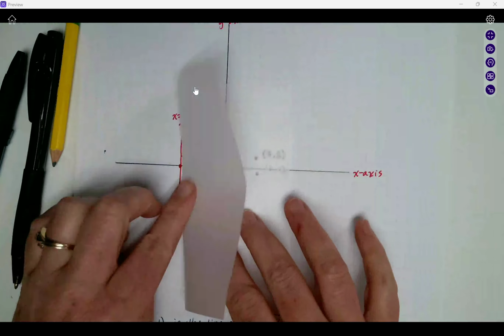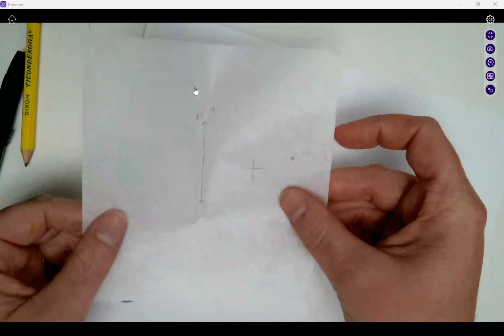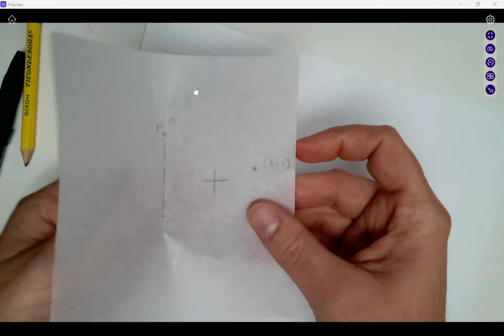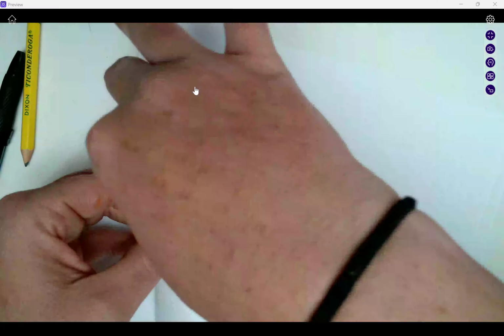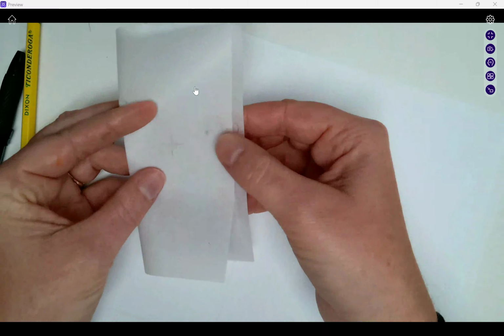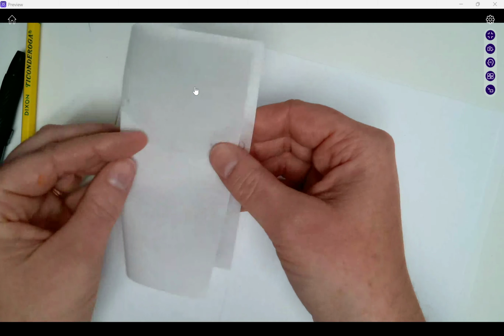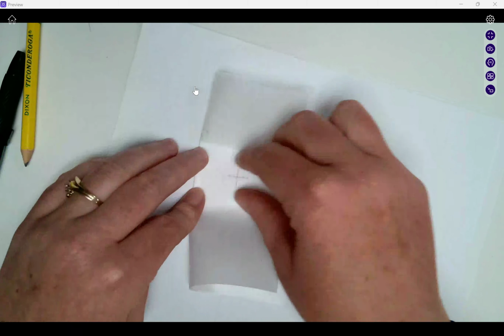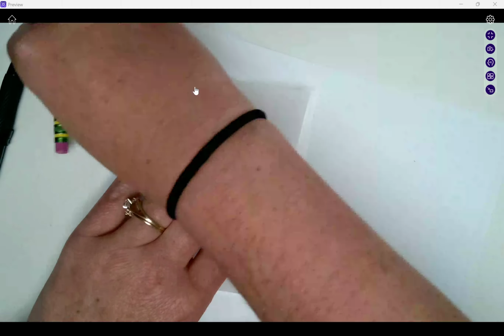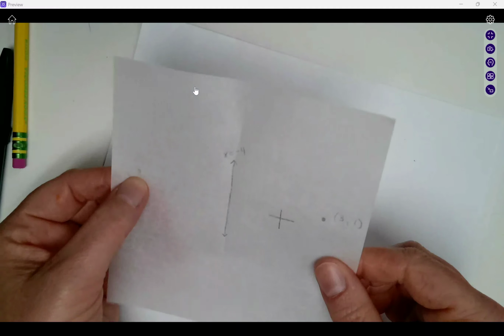Now if I fold the paper over, I can see my original point. Let me get rid of this paper from underneath so we can focus just on the patty paper. When I fold the patty paper on the line of reflection, I can actually see my original point through this patty paper. See, there's that original point. What we want to do is mark where that original point is. So I just drew a little dot there. So now when we open it back up, we can see that reflected point all the way over here to the left.